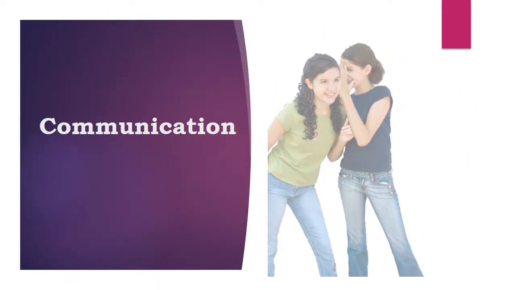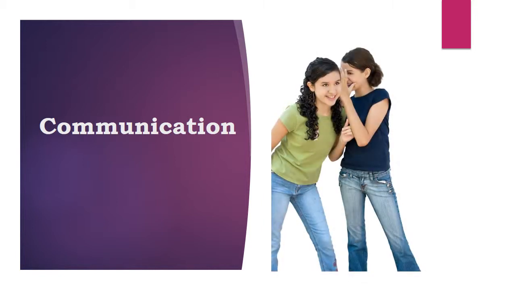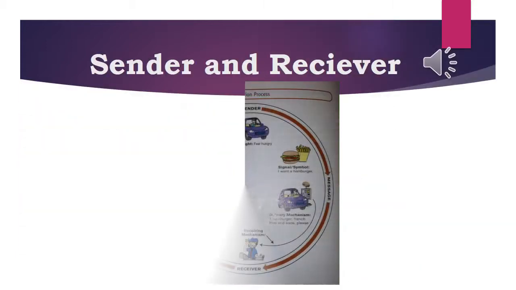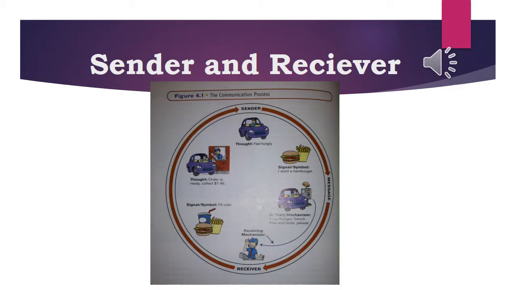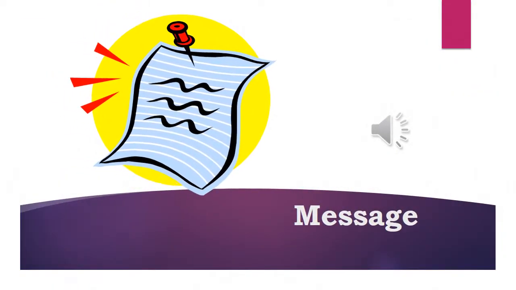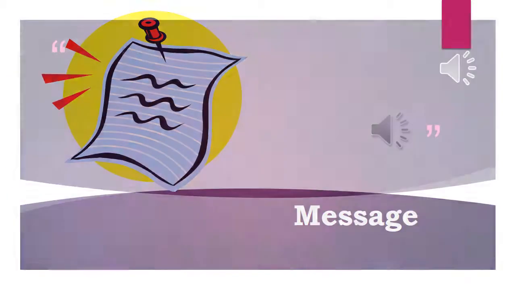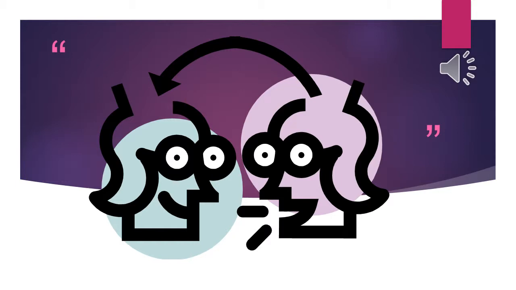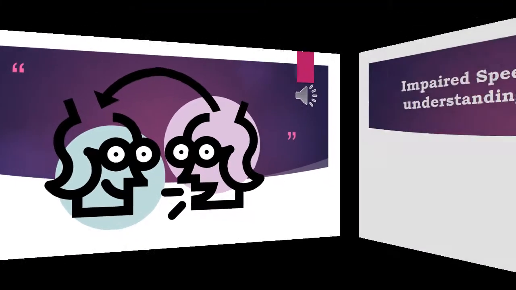Now we return to our discussion about communication. Remember, effective communication involves a sender and a receiver. It also requires a message. In order to understand the message, the receiver must understand the sounds of the words spoken by the sender.